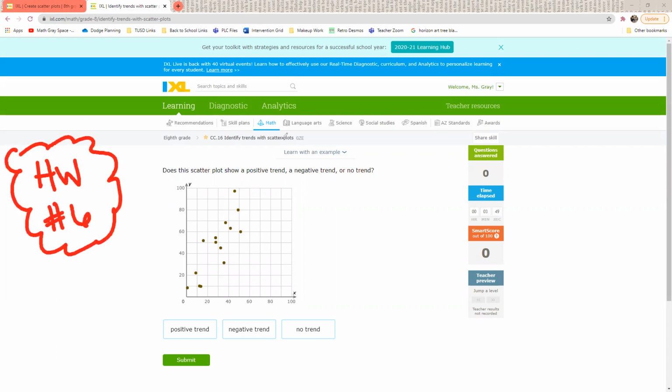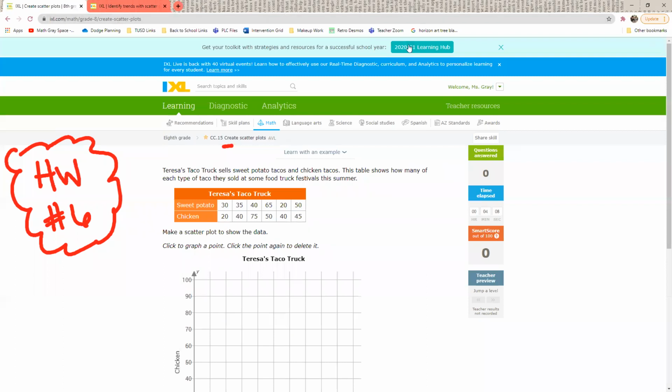And then this topic is, oh, you know what? I don't want to do identifying trends first. Switch to the other tab. So let's talk about creating scatter plots first.